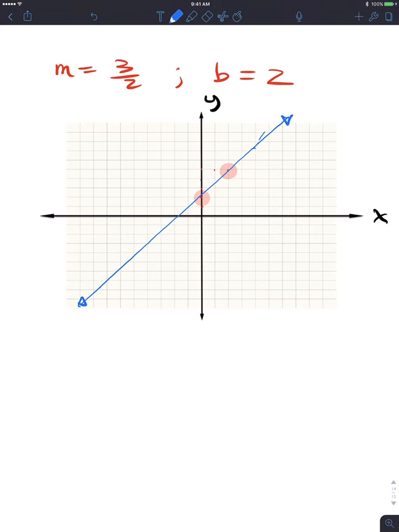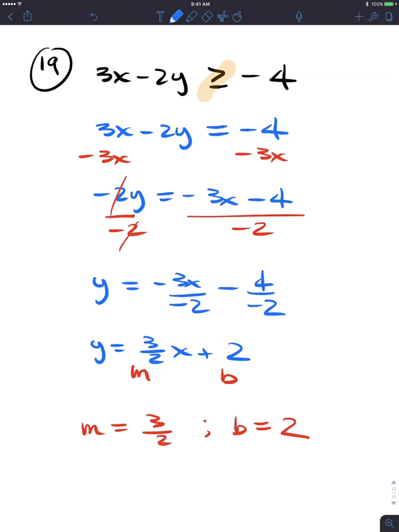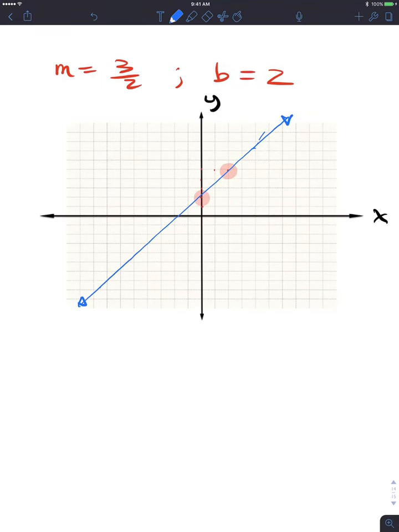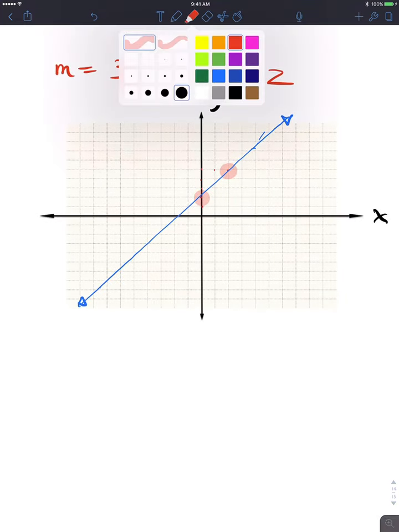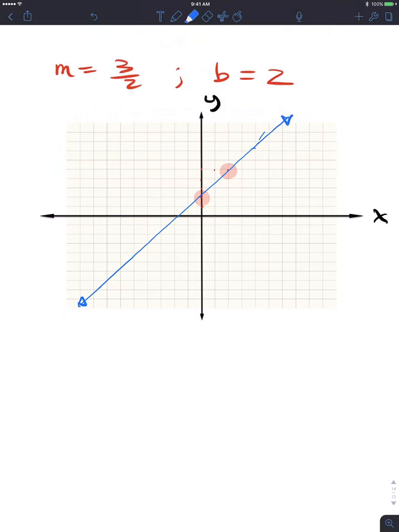Again, this is a solid line because we have greater than or equal. Luckily, our favorite test point, the origin, which is x is 0, y is 0, is available. We're going to now have to verify for question 19: 3x minus 2y is greater than or equal to -4. We plug in 0. We plug in 0.